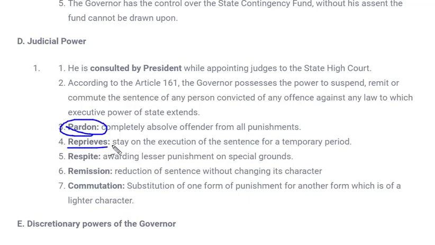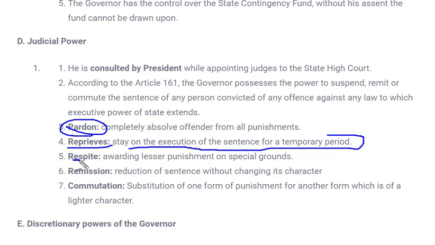Next is reprieve, a stay on execution of the sentence for a temporary period. Reprieve means if anyone has got a punishment of death, that period can be exempted for a time. For example, if someone has to be hanged after 1 month, that can be withheld for 2 or 3 months. It can be extended so that they can file their suit in other courts, or some thinking can be done over that case.